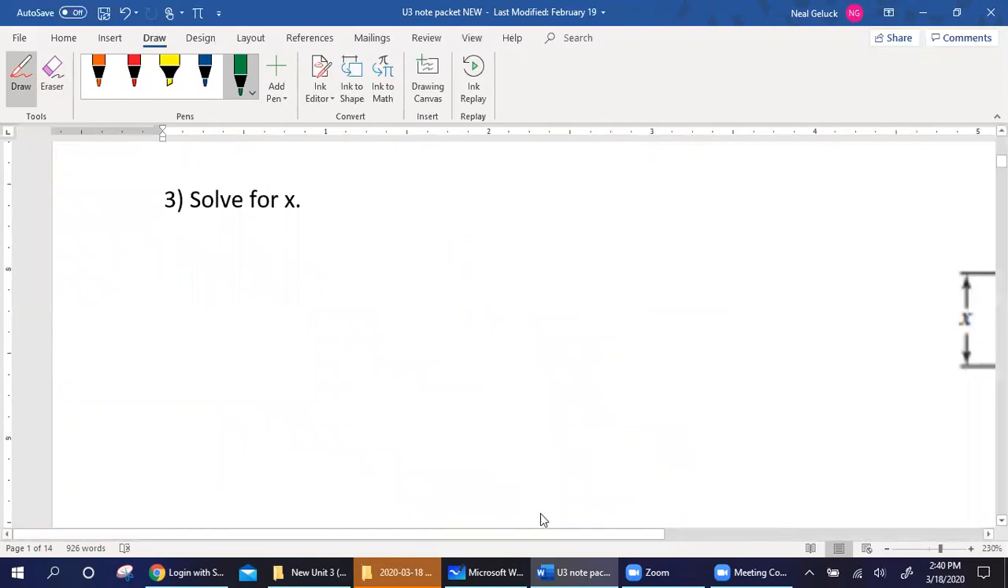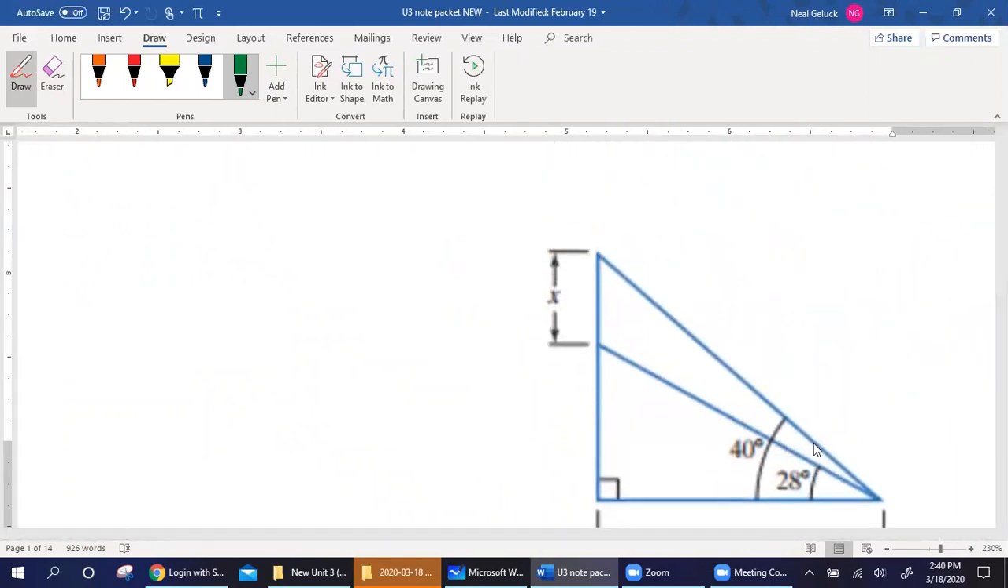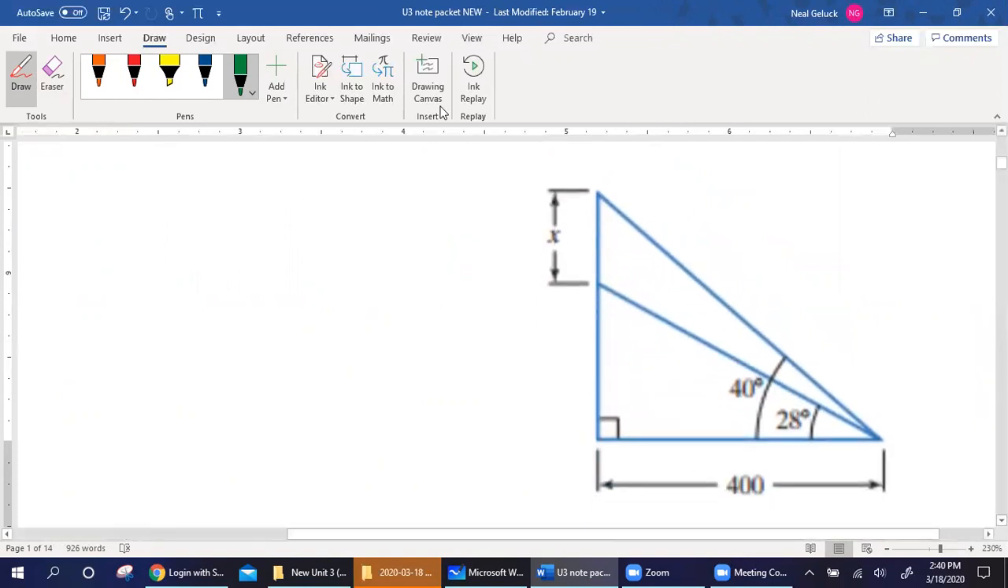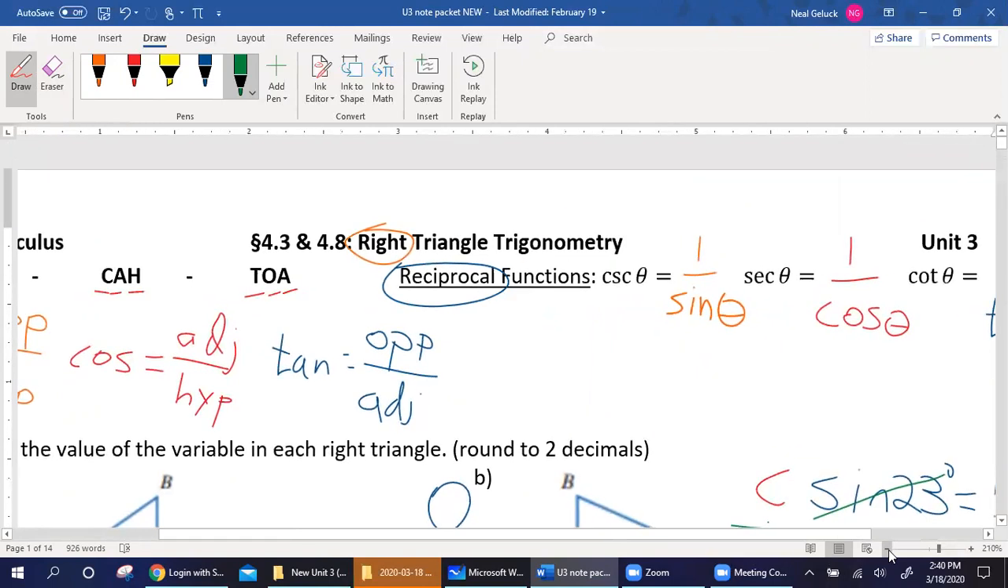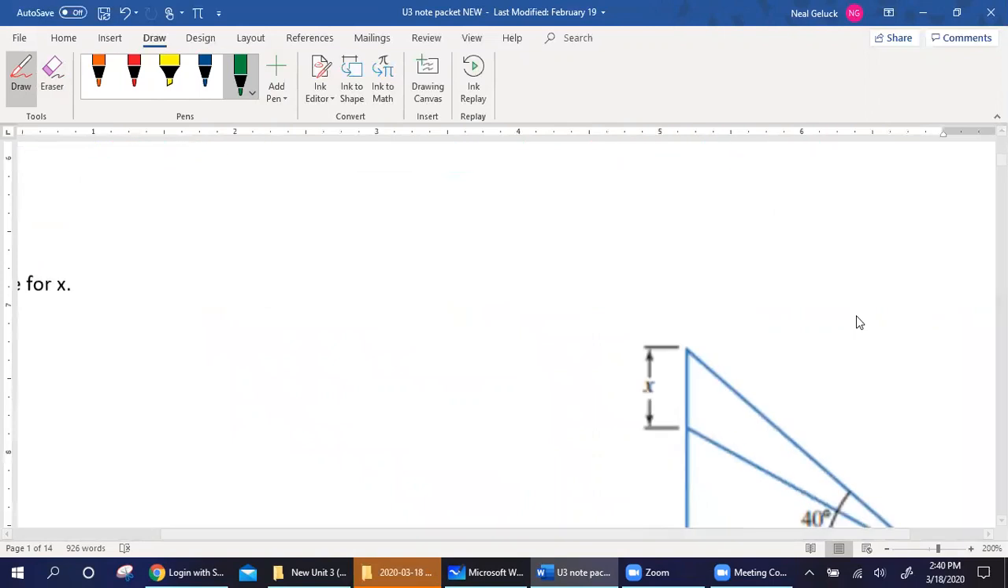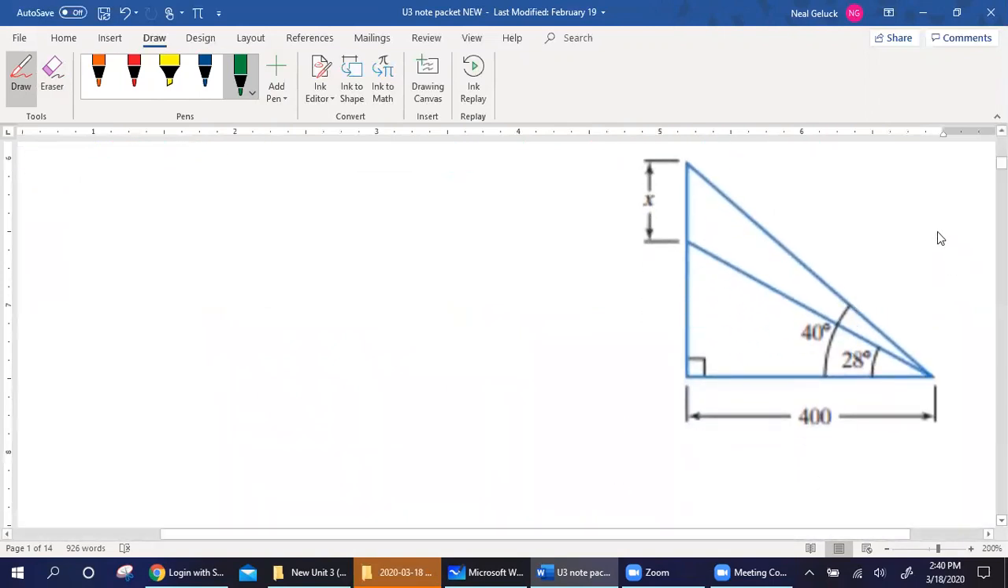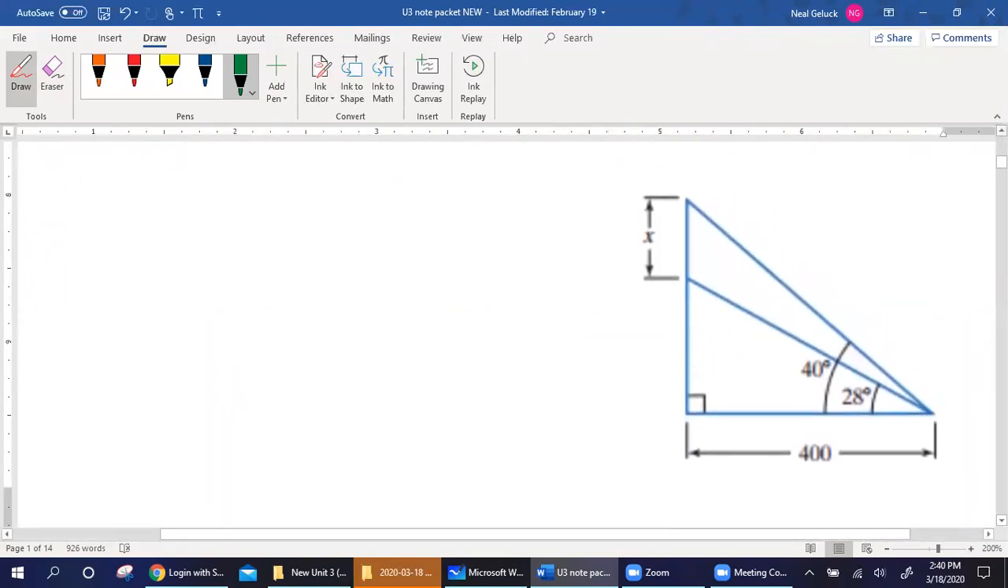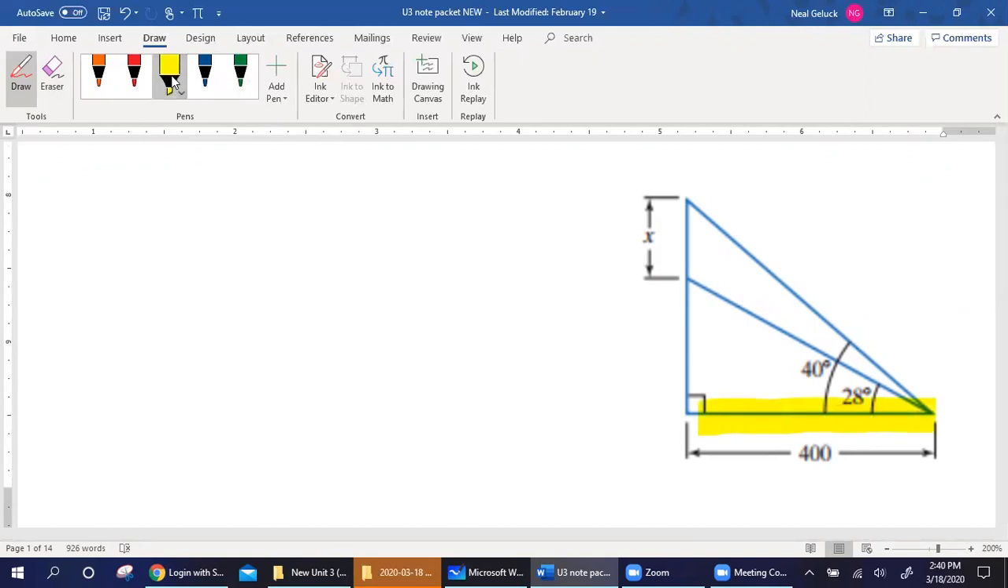Number 3 is kind of a tricky problem. We need to solve for x. Actually, let me shrink this down just a hair so I got a little more room. There we go. Okay. So here's going to be my logic on this one. This one's going to take a few steps. I cannot directly figure out x. I've got to do it in a few pieces here.